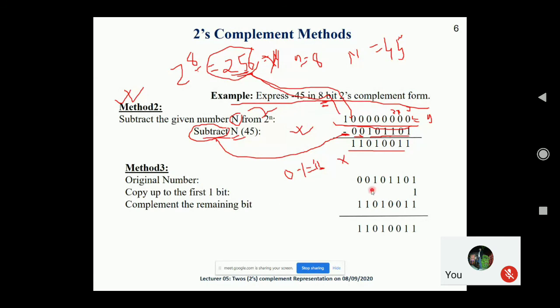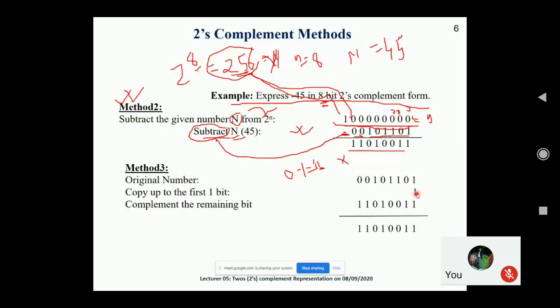45. So 45 we are representing as 0, 1, 0, 1, 0, 1, 1, 0, 1. Now what? Copy up to the first 1 bit. See here, we are copying the first 1 bit, because we are starting from the LSB, not the MSB, according to the method. So the LSB is just 1.